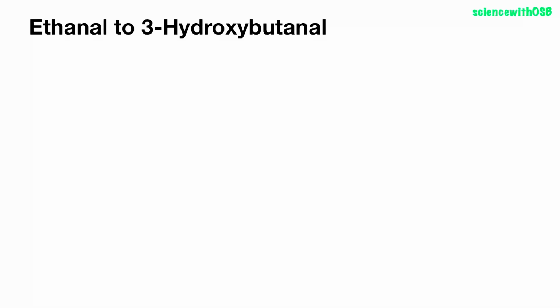Ethanal to 3-hydroxybutanal. First we can write the reactant and product. What is ethanal? CH3 CHO, right? And what is 3-hydroxybutanal? CH3 CHOH CH2 CHO. Before starting to write the conversion, make a strategy to follow.